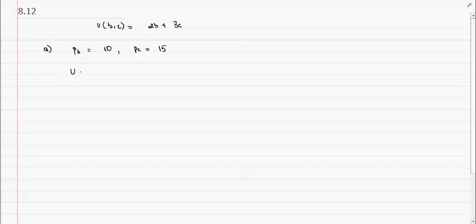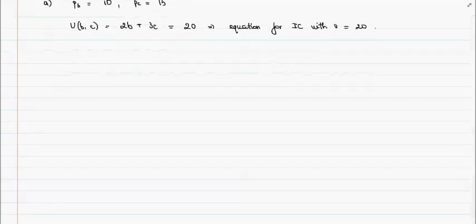So I have U(B, C) equal to 2B plus 3C, and I want to equate that to 20. Any bundle B and C satisfying this equation is going to lie on the indifference curve with a utility level of 20. Therefore this is the equation for the indifference curve with the utility level of 20. I'm just going to draw that on a diagram.